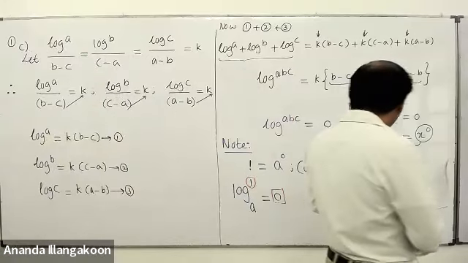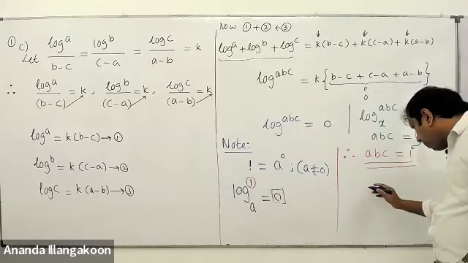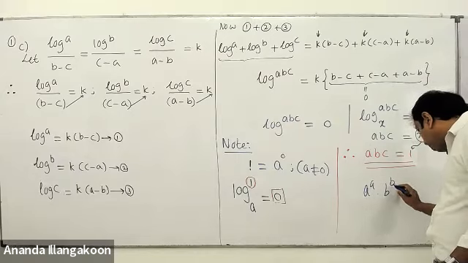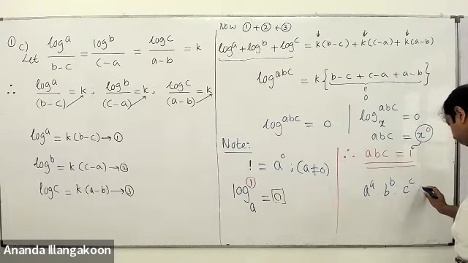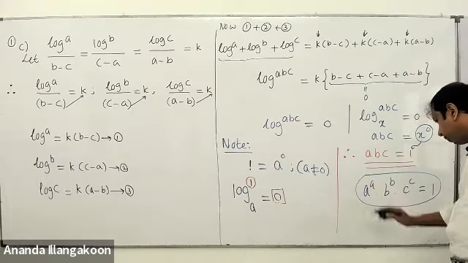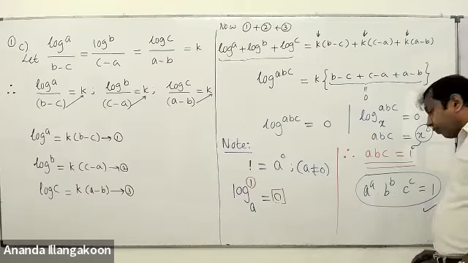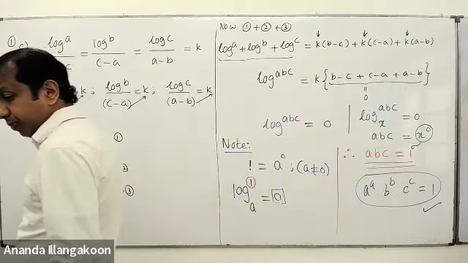And the second answer asking in it. What is the second answer asking in it? People, a to the power a multiplied by b to the power b multiplied by c to the power c. We have to prove this is equal to 1. A to the power a into b to the power b into c to the power c equals 1. We have to prove this answer. Let's see people how to prove this answer.